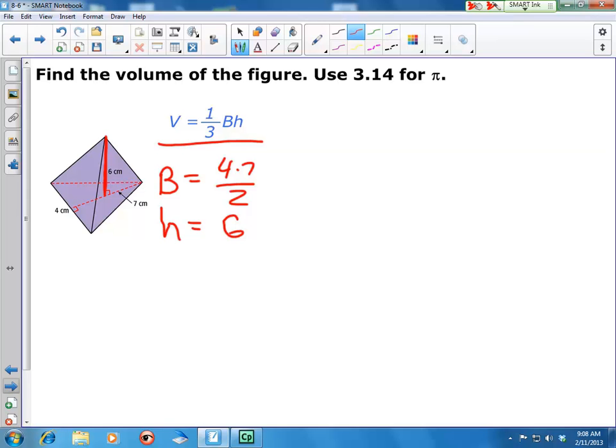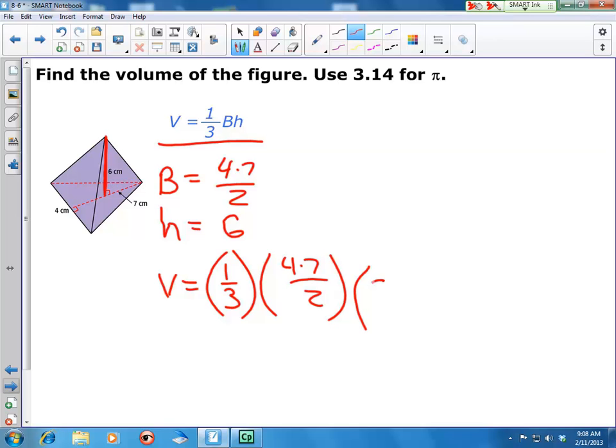Now, once I've identified all the parts, I can plug them back into my big formula. So I know my volume is going to be 1/3, and I'll separate these with parentheses because I know that means multiply. It helps me keep it separate. 4 times 7 divided by 2 times our height, which is 6. Once I have that, the work's easy. Well, what's 4 times 7? Yeah, 28. Divided by 2? 14. So I have 1/3 times 14, times 6.